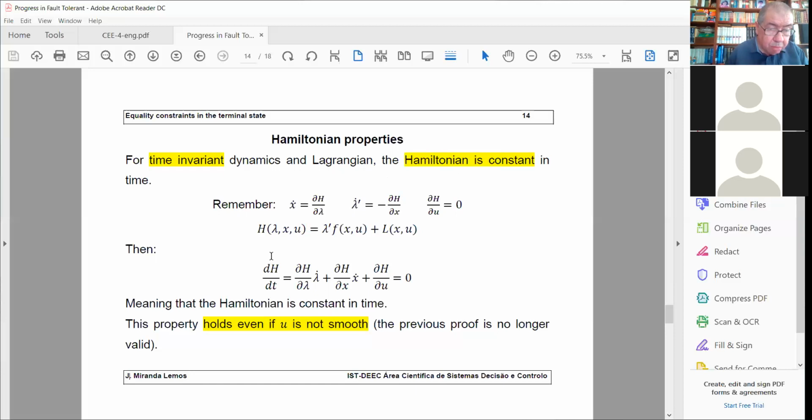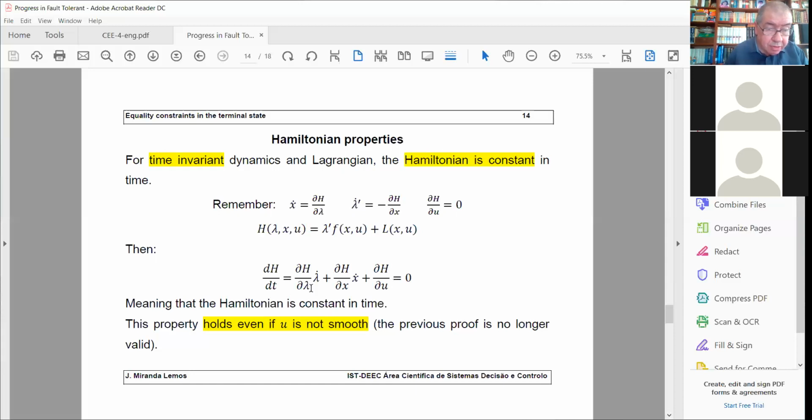So compute the total derivative of the Hamiltonian with respect to time. The Hamiltonian depends on lambda, x and u. So you have to compute the partial derivative of H with respect to lambda and multiply it by lambda dot, plus the partial derivative of H with respect to x multiplied by x dot, plus the partial derivative of H with respect to u. Of course, there should be a u dot here that I have not included. It's a typo.